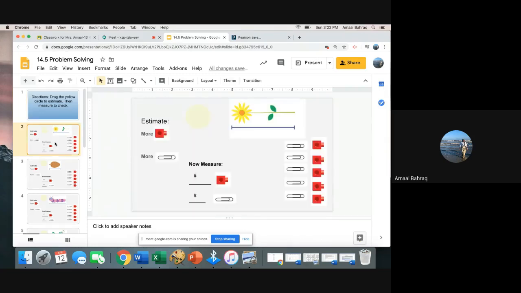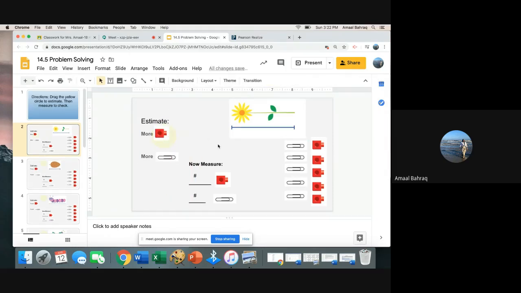So let's take a look right here. In this example, you will see that you have a yellow circle right here. So I want you to estimate first. Remember, estimations always come first. So estimate. Would you need more cubes or more paper clips? I think that we're going to need more cubes. So I'm going to highlight the cubes using the yellow highlighter.